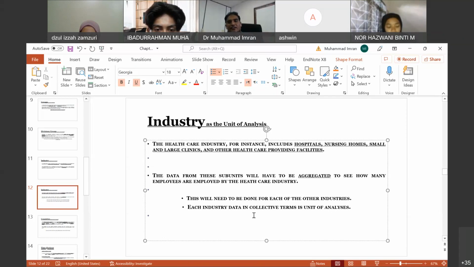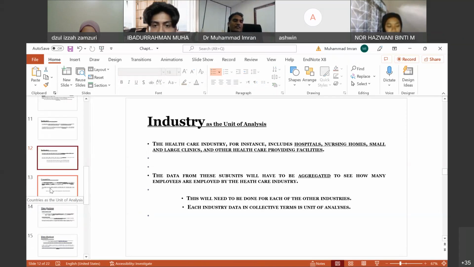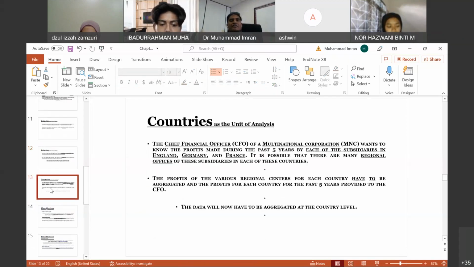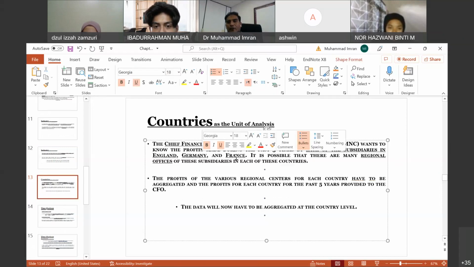Each industry's data in collective terms is the unit of analysis. Then it is called industry as a unit of analysis. Next, countries as a unit of analysis. The chief financial officer of a multinational corporation, MNC, wants to know the profits made during the past 5 years by each of the subsidiaries in England, Germany, and France.